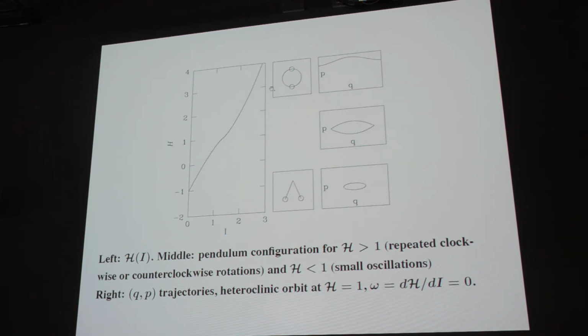And in these variables, the cycles that we saw, the one that did this and the one that was here, is right in the middle, at the inflection point of the function h of I, and then the little ones like this are in this section.